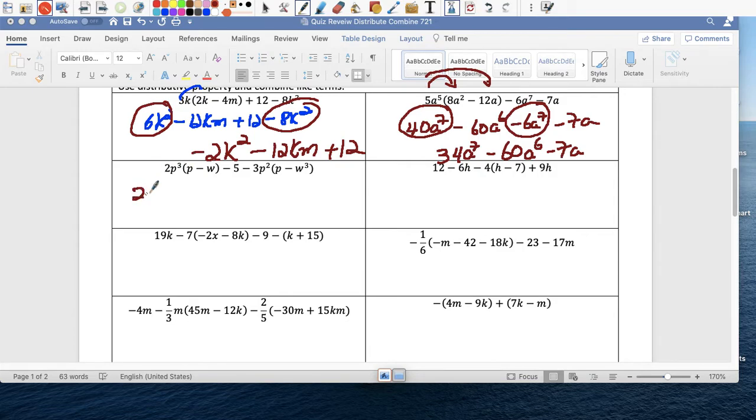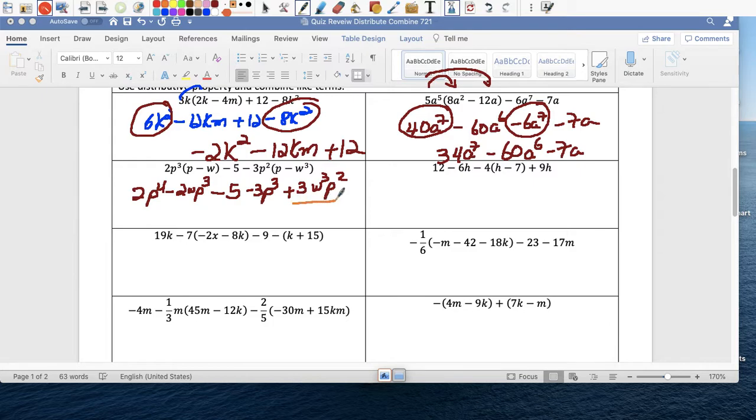Distributive property first, 2p4 minus 2wp cubed. I'm putting them in alphabetical order when I do the variables. Minus 5, right? And then I'm going to multiply negative 3p squared, and p is going to give you negative 3p cubed. And the last two is going to be negative and negative is a positive, and I get 3w3p2. Okay, so are there any like terms?